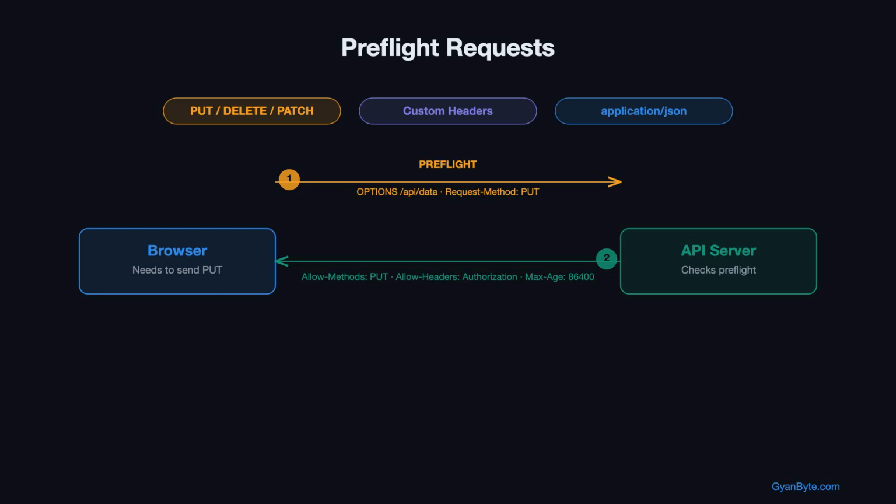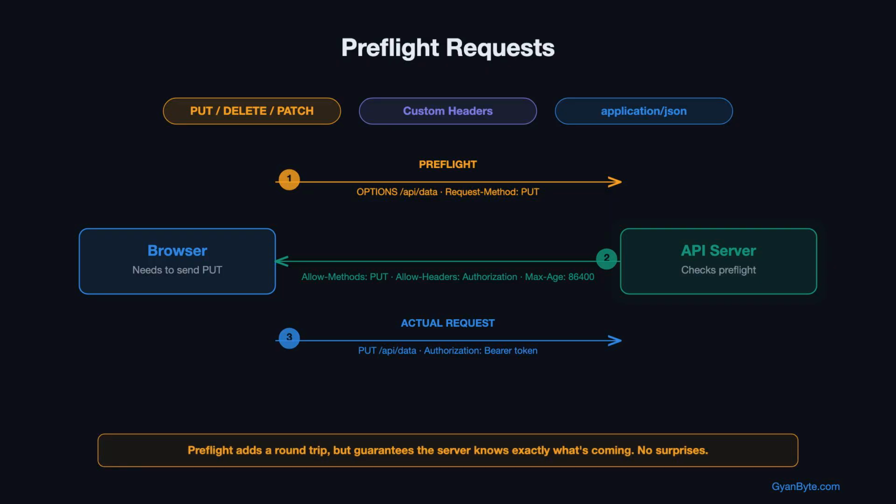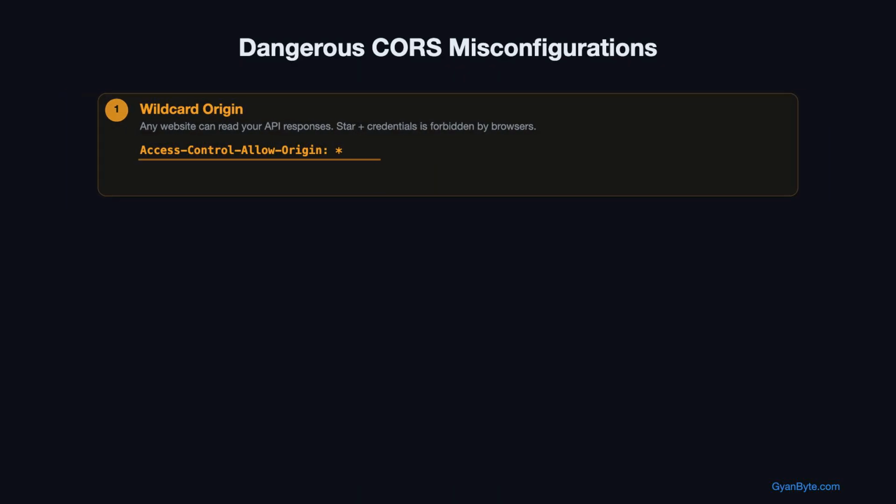If everything checks out, step 3. Now the browser sends the actual request. The preflight already cleared it. Two round trips instead of one, but the server explicitly opted into every method and header. Preflight adds a round trip, but it guarantees the server knows exactly what's coming. No surprises. CORS is only as strong as how you configure it, and these three mistakes open real security holes.